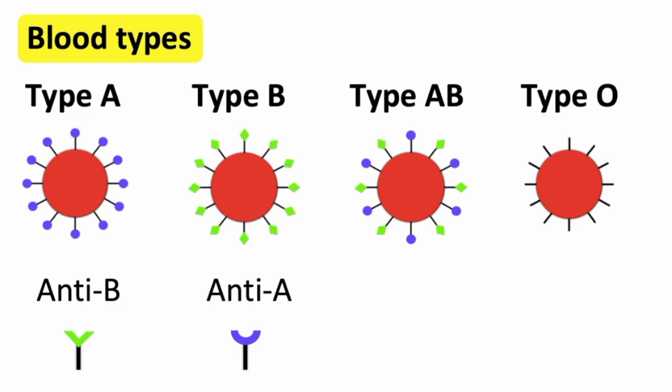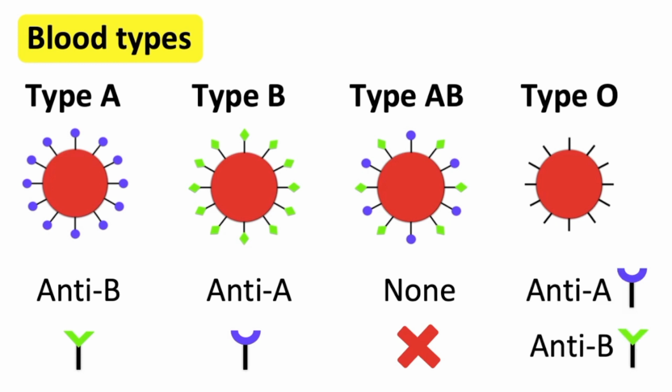Blood group AB has A and B antigens, and no antibodies. Type O blood group has no antigens. This group has anti-A and anti-B antibodies. So white blood cells will attack A and B cells if they enter the body.